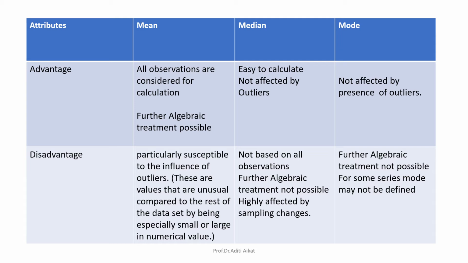Now coming to median, it is easy to calculate and it is not affected by the outliers. But the disadvantage being it is not based on all the observations and further algebraic treatment is not possible and it is highly affected by the sampling changes. Coming to mode, the advantage is it is also not affected by the presence of outliers. But the disadvantage being further algebraic treatments are not possible and for some series mode may not be defined also.